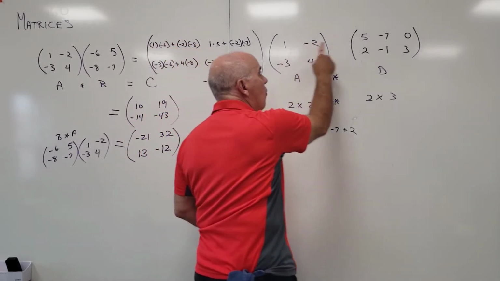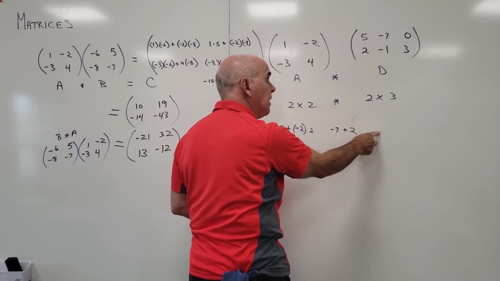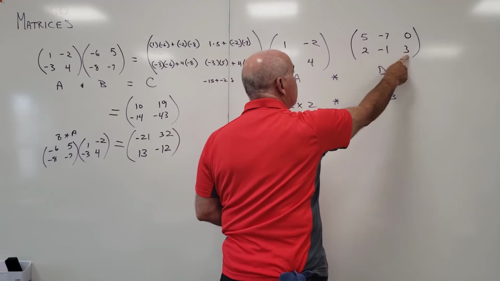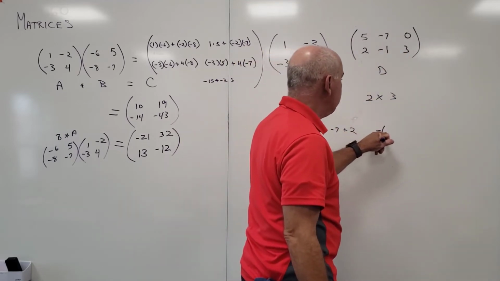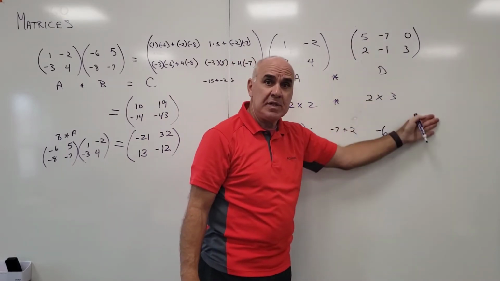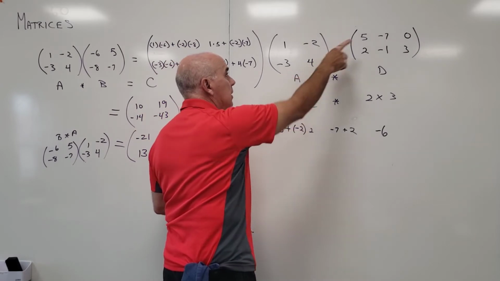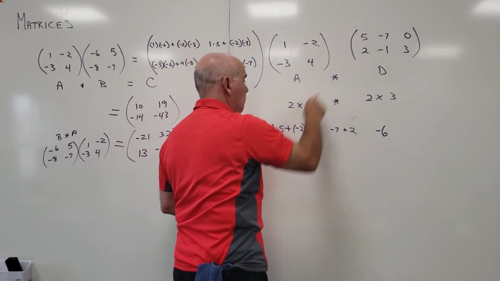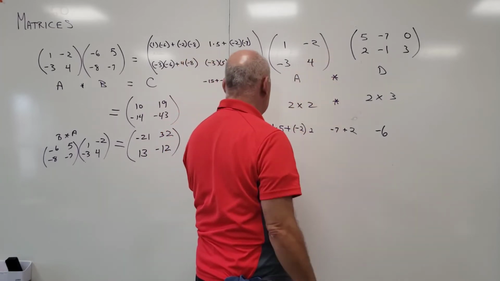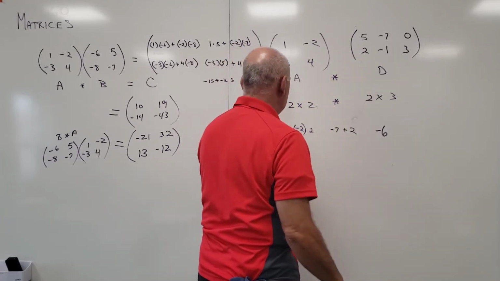And then I have row 1 and column 3. So it's going to be row 1, column 3. This is getting interesting. So I have 1 times 0, that's 0. Negative 2 times 3 is negative 6. So this will be negative 6. And then there's no more columns over here, so I'm going to stop there, right? Let's do row 2, column 1. Row 2, column 1 is going to be the first column in the second row here. So negative 3 times 5 plus 4 times 2.